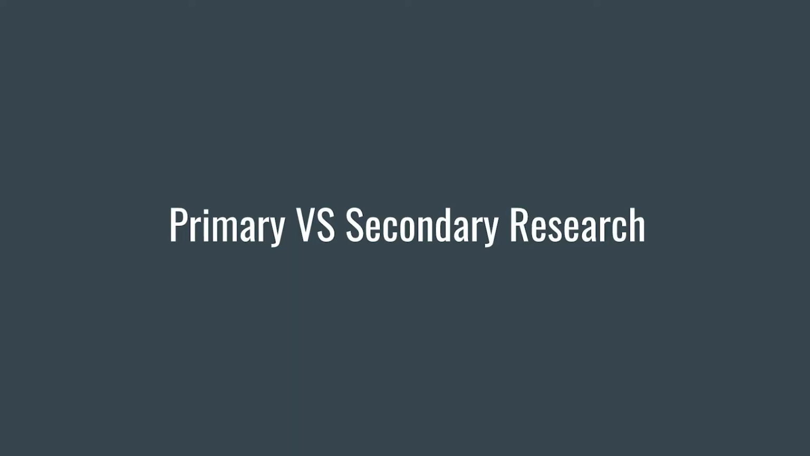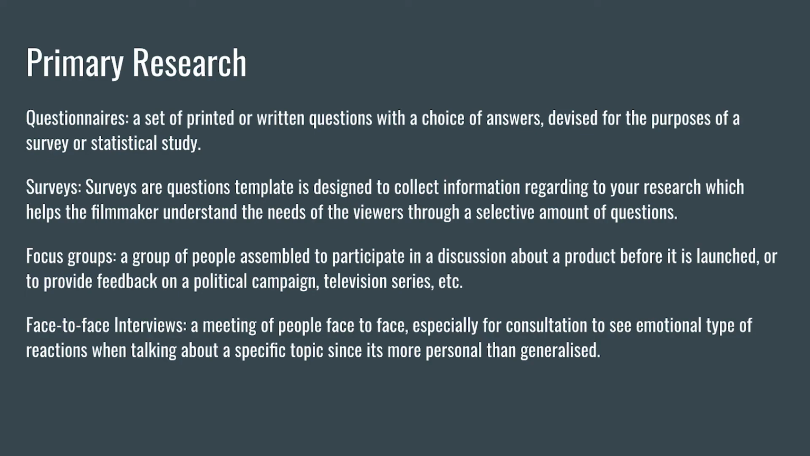Let's move on to primary and secondary research. In primary research, you can gather information yourself through questionnaires, which are a set of printed or written questions with a choice of answers devised for the purpose of surveys or statistical studies. Surveys are question templates that are designed to help collect information regarding your research, which helps the filmmaker understand the needs of the viewer through a selective amount of questions.